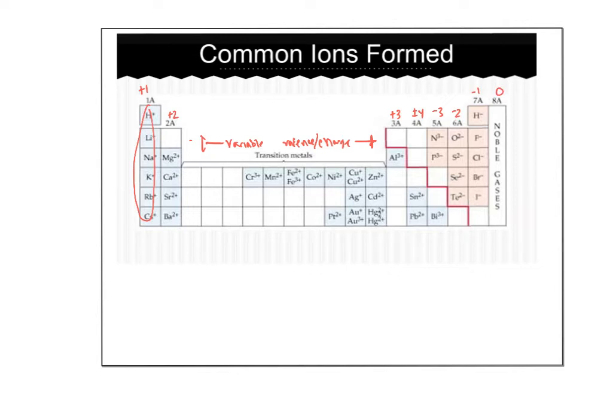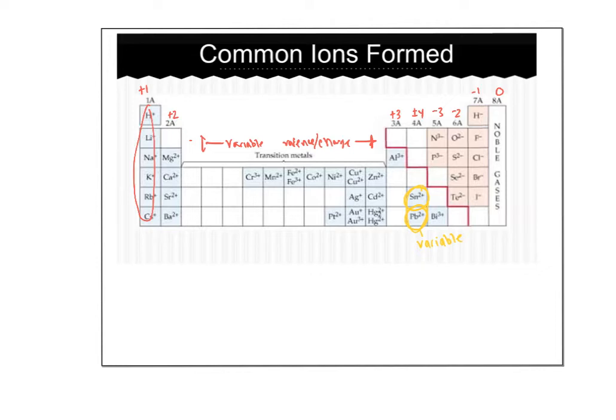A couple that I would like you to write down, lead, if you want to make a note, I know it says +2 and it's in the plus or -4 column, and maybe even tin. Let's label those two as variable. They should be plus or -4, but because they're so big, they actually kind of break the patterns.